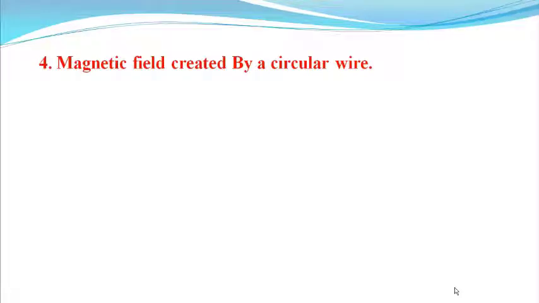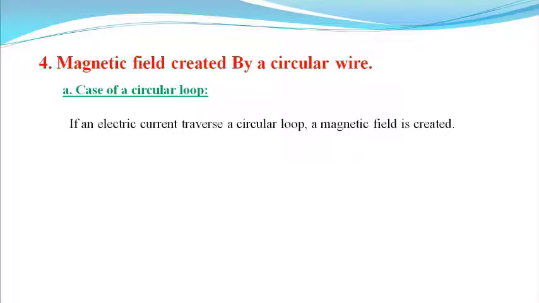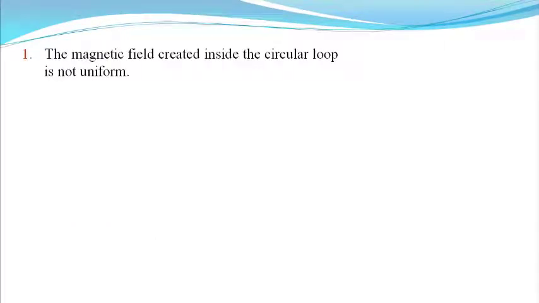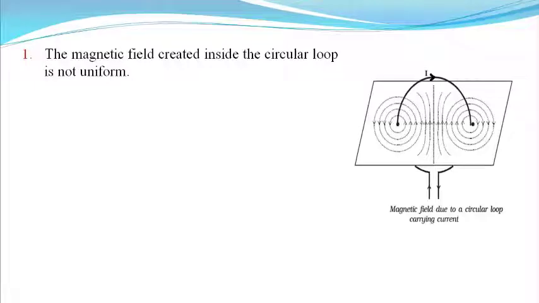Now, let's start with the magnetic field created by a circular wire. We have two different cases. First, the case of a circular loop. If an electric current traverses a circular loop, a magnetic field is created. This is the form of the circular loop. It's important to know that the magnetic field inside the circular loop is not uniform.